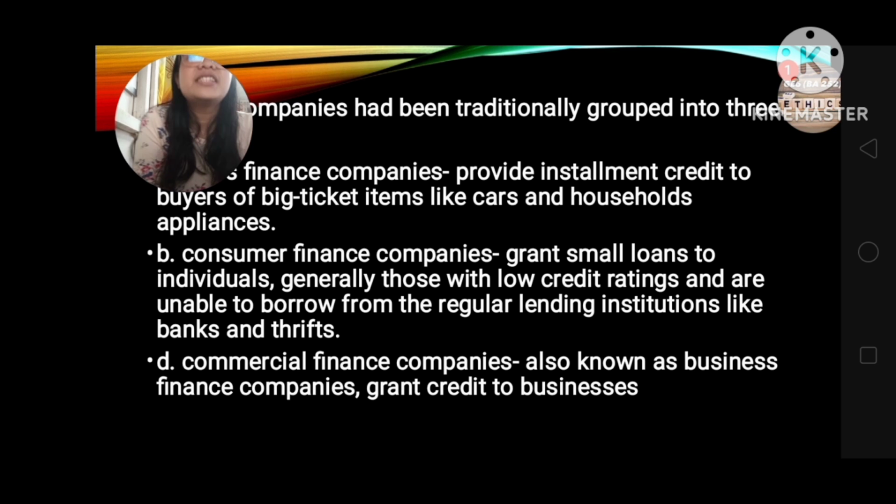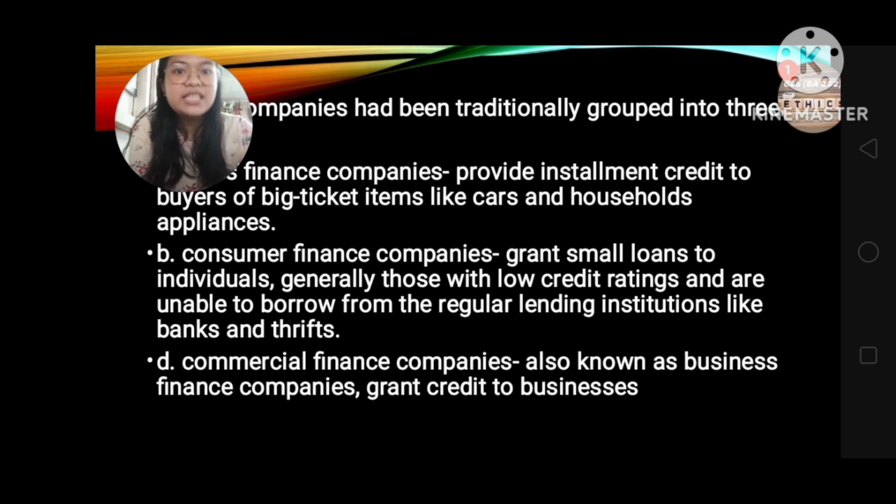The second is the consumer finance companies. The consumer finance companies grant small loans to individuals, generally those with low credit ratings who are unable to borrow from the regular lending institutions like banks and thrifts. A person in the business of lending money to people for personal, family, domestic, or other non-commercial purposes is referred to as a consumer finance company.